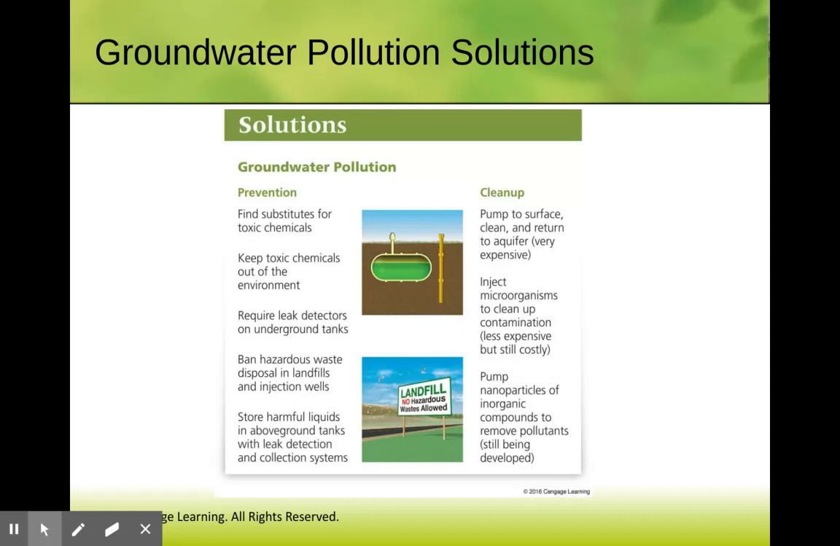Again, this is expensive, but if you need to clean it up, it is a nice way of doing it. Inject microorganisms to clean up contamination. Again, less expensive, but still costly. Or you could pump nanoparticles of inorganic compounds to remove pollutants. And this is still being developed. Again, this isn't a sure solution, but it is a possible solution and will probably be more refined in the future.